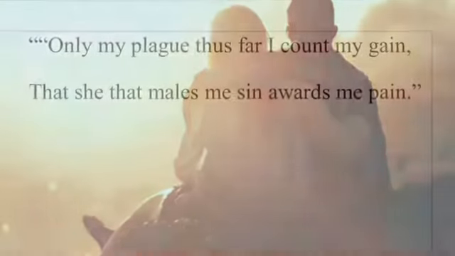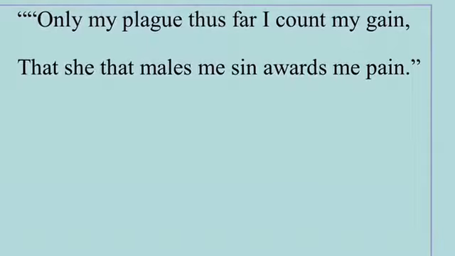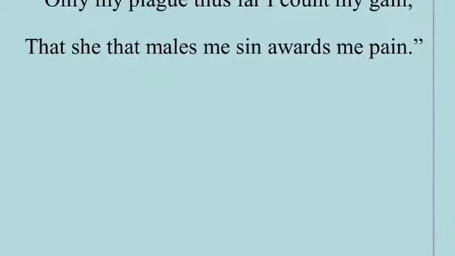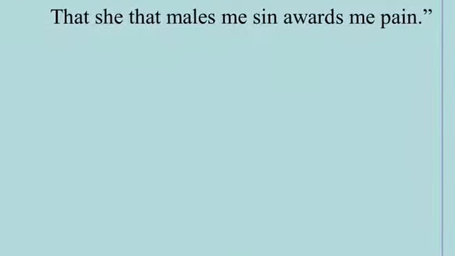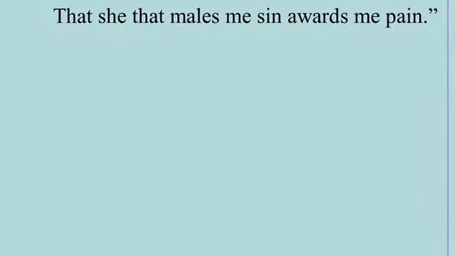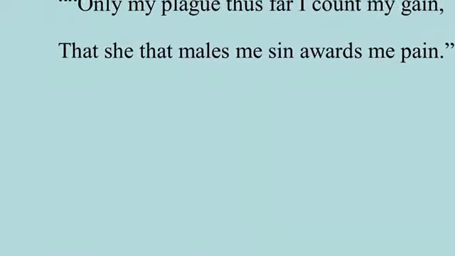Shakespeare ends his sonnet with the final couplet: "Only my plague thus far I count my gain, that she that makes me sin awards me pain." The couplet can be deduced as having a double meaning. Shakespeare, on one hand, says that the lady who plagues him and caused him to sin should punish his sin with pain. The use of imagery is evident in line 1 of the couplet. He uses the word plague, which during his era was an incurable disease, to paint a picture in the reader's mind of how much he loves his woman.